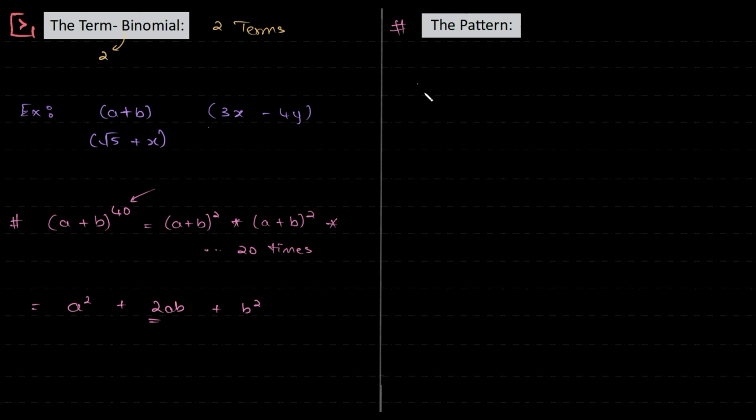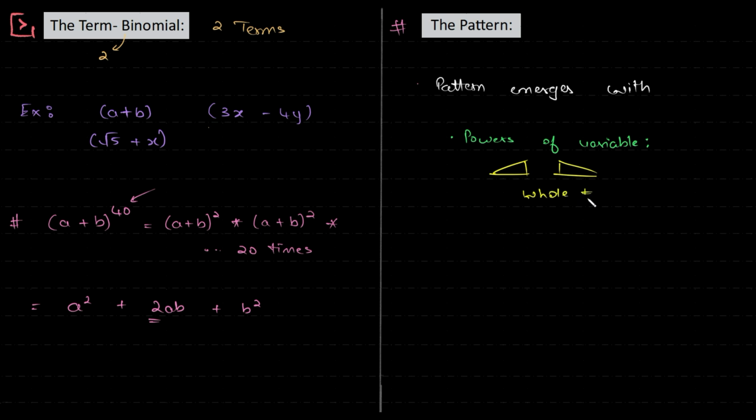Okay. So looking at all of this, what is it that we are able to tell? The pattern emerges with powers of the variable as increasing and decreasing whole numbers. Agree? Then powers, that was powers. Then we have variables. Then we have coefficients.